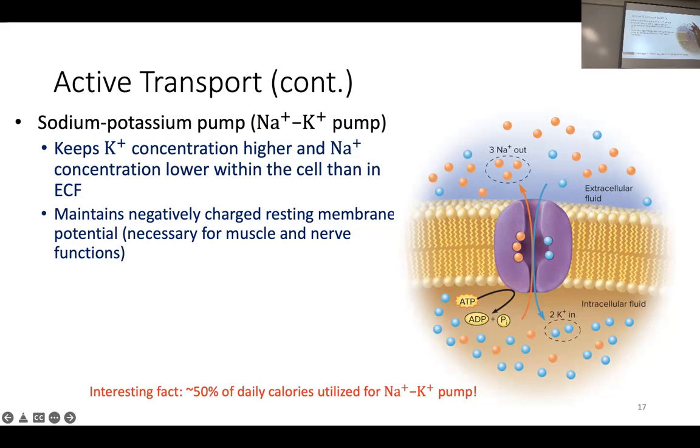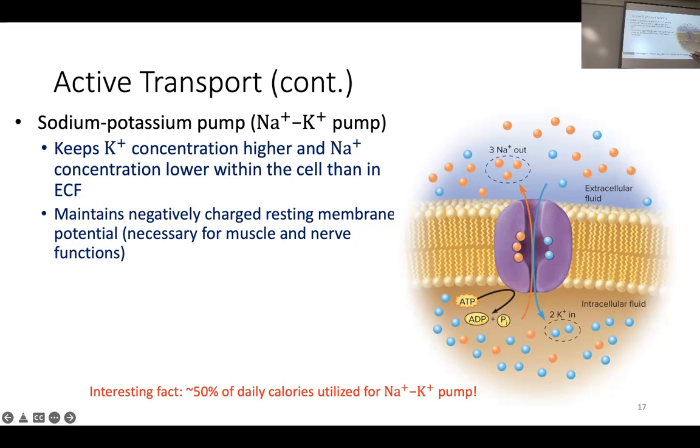Outside the cell is positively charged. It sets up a scenario kind of like a battery. You have a negative and a positive side, and that's what allows for eventual contraction of muscles or firing of nerves. So think of it as a battery.